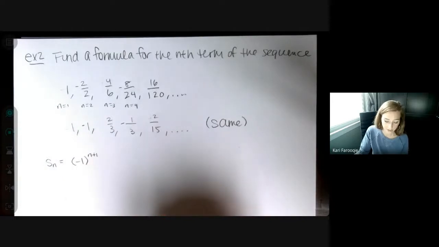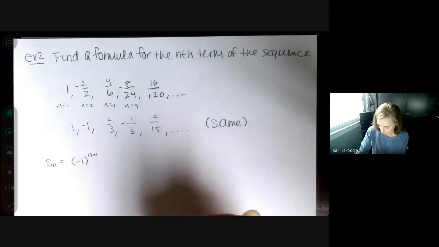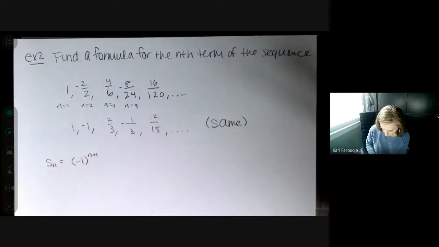Okay, so now you need to start picking up some sort of relationship between the numerators. Now, if you'd like, you can write 1 as 1 over 1.